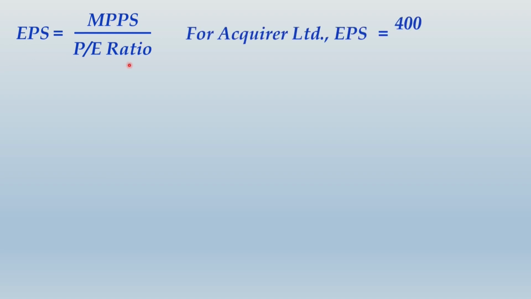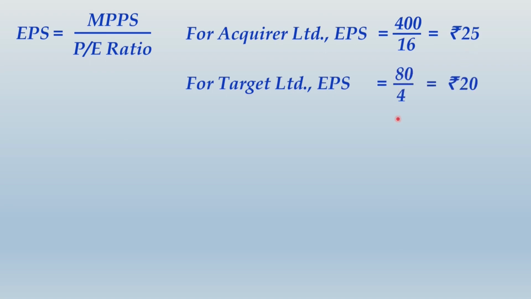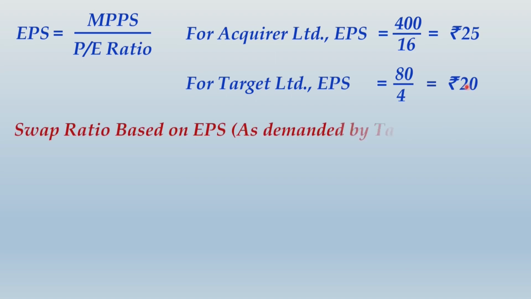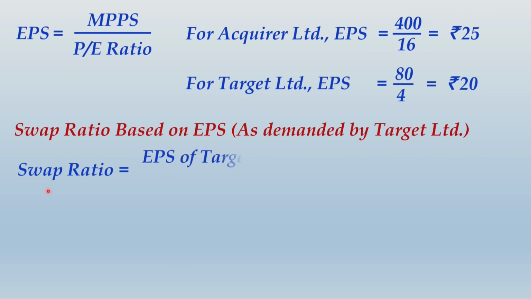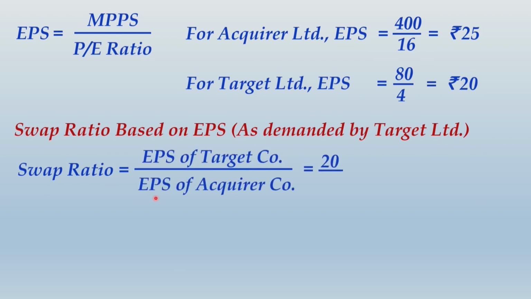So for the acquirer company, the EPS would be 400 divided by 16, that is rupees 25, and for the target company it would be 80 by 4, that is rupees 20. So now if these are the EPS of the two companies, what is the requirement of the target company? Target company has demanded the stock swap on the basis of EPS, and that would mean swap ratio this time will be EPS of target company divided by EPS of acquirer company. That will be 20 divided by 25, or you may simply say 4 by 5.